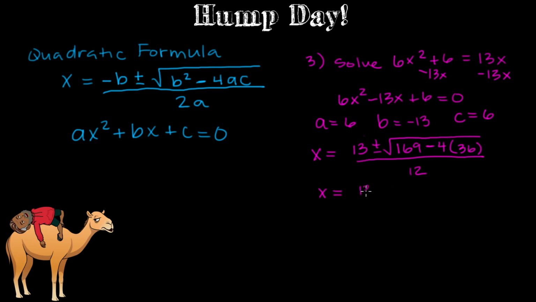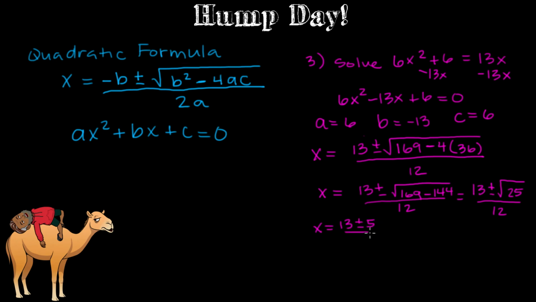All right, so now we have 13 plus or minus the square root of 169 minus, let's see, that comes out to 144, minus 144 over 12. All right, almost done, getting closer. We have 13 plus or minus the square root. 169 minus 144 comes out to 25 over 12. All right, so that's 13. So we have x equals 13 plus or minus 5 over 12.